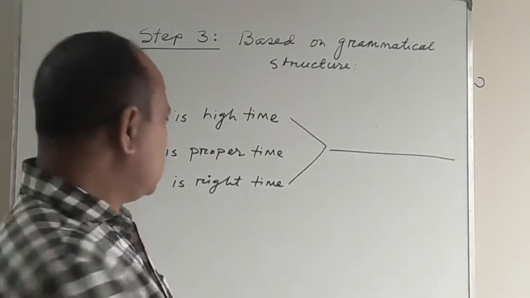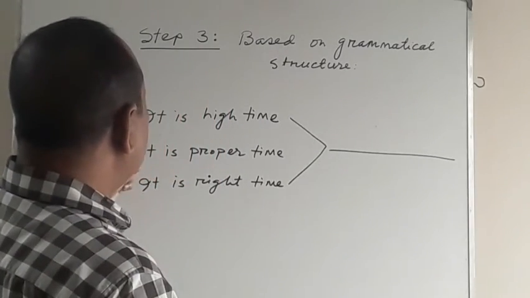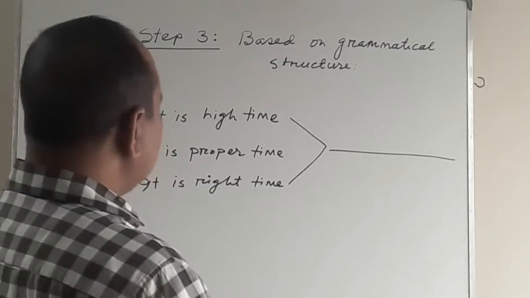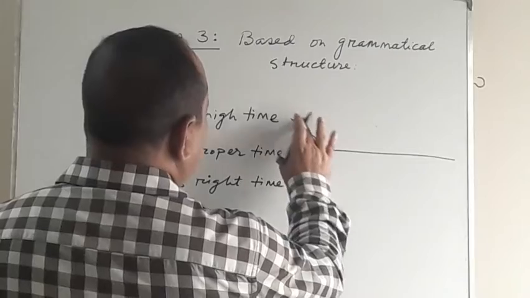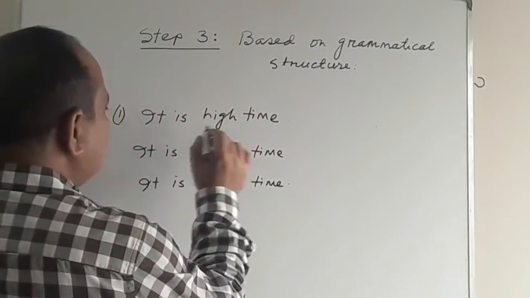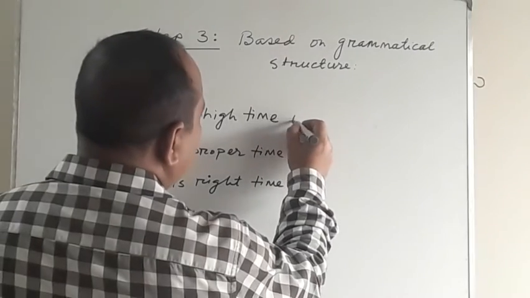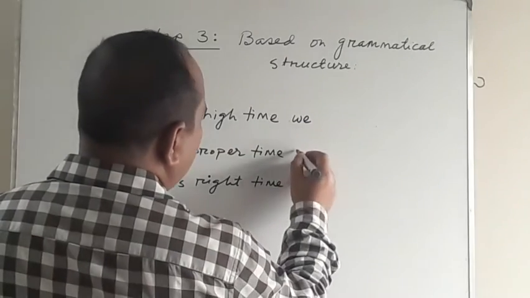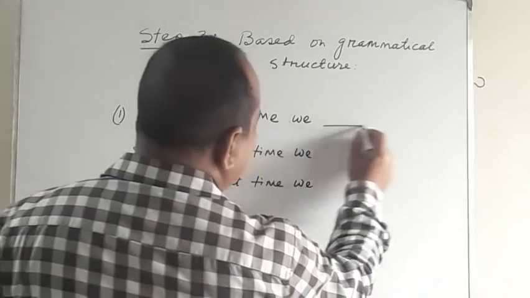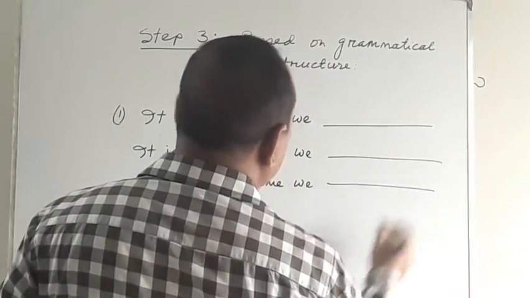Now my dear students, this is completing with it is high time, it is proper time, it is right time. My dear student, if you find after this the nominative case, that is, if it is like that, it is high time we, it is proper time we, it is right time we, then you have to use the past form of the verb.